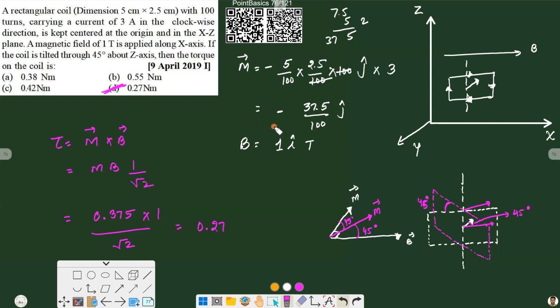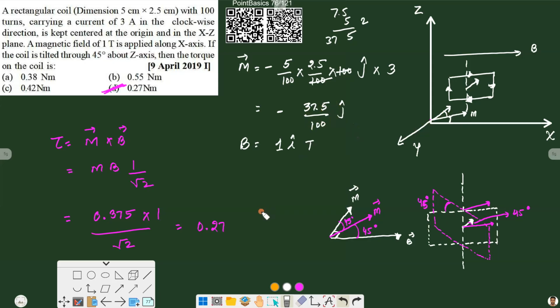And if we want to find the direction of the torque, then we can easily find out that our magnetic dipole moment, which was initially in the y direction, is now in the xy plane. Let me draw the xy plane like this. This is our xy plane, and now our magnetic dipole moment is something like this. It is at 45 degree from the x-axis and 45 degree from the y-axis.